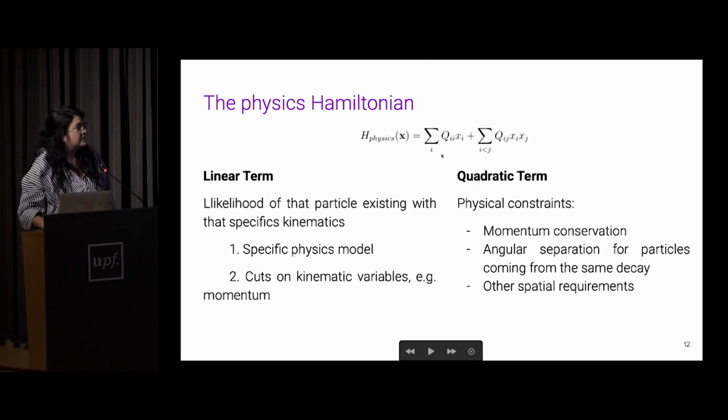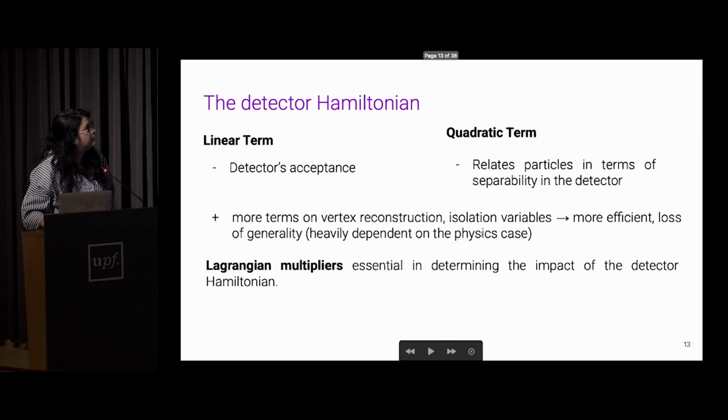Let's see how the physics Hamiltonian would look. You would have a likelihood from your favorite model. If you don't want to go for a model, you can place kinematic constraints. This is what we call phase space Monte Carlo. It basically means kinematic cuts on the momentum of the particles and the conservation of the momentum. And then you have the quadratic term when you impose momentum conservation, angular separation, spatial requirements of your decay, wherever the detector is. It doesn't matter, the detector, for this part.